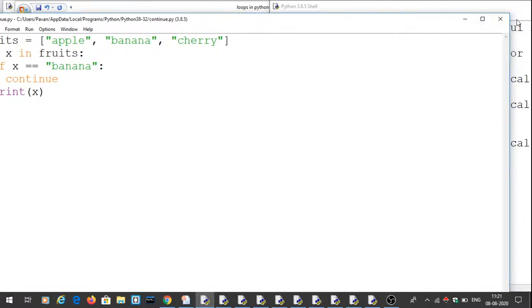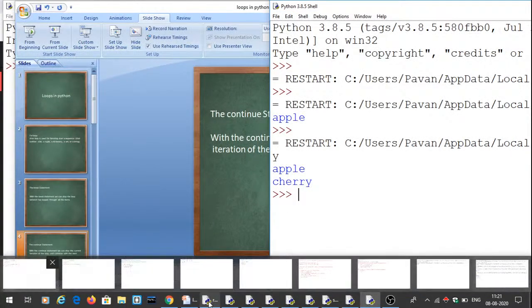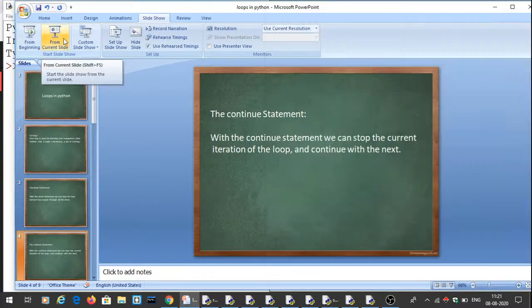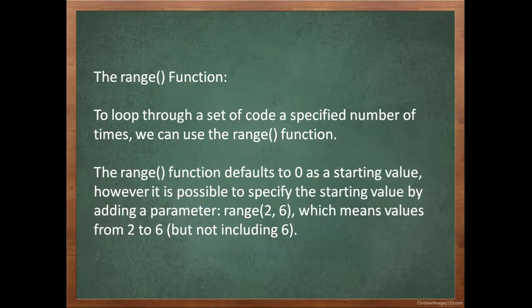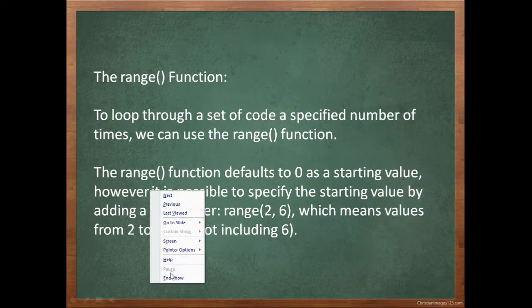Let's see about the range function. I've told you about the range function. To loop through a set of code a specified number of times, we can use the range function. We need the range function if we want to repeat the for loop a specified number of times: 10 times, 20 times, 100 times, or even 1, 2, 3 times. So let's see an example.